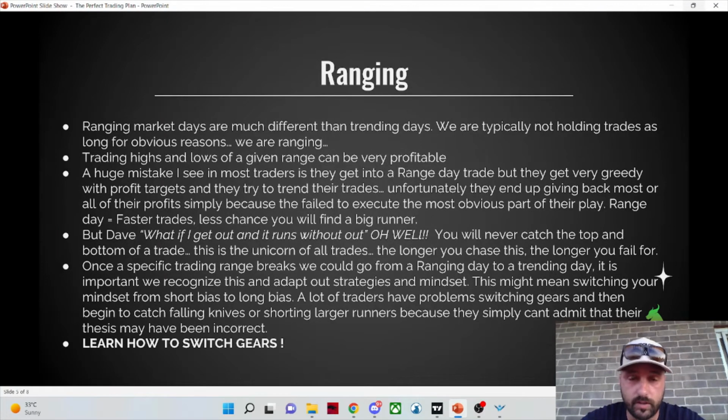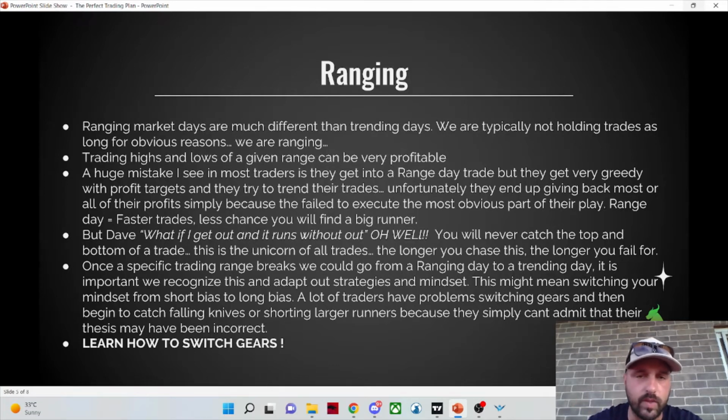So ranging markets. This is a different type of market. This is a market that's just chopping sideways in a range for a day, a few hours, a few weeks, whatever it is. How do we trade these markets? Ranging markets are much different than trending days. We're typically not holding trades as long for obvious reasons. We're ranging. We're not trending and moving higher or trending and moving lower. Trading highs and lows of a given range can be very profitable. Short the highs, buy the lows. I know I make it sound easy, but most of the time in a ranging market, it truly is that easy. Short the highs, buy the lows until the market proves otherwise.